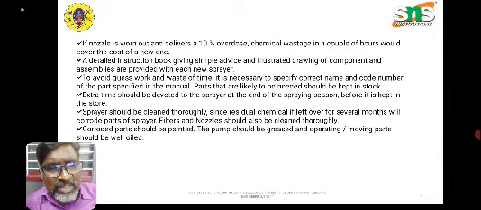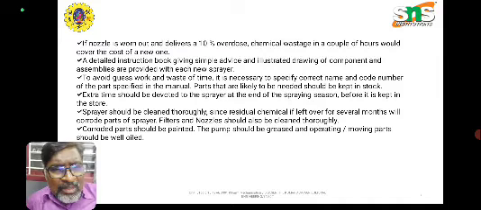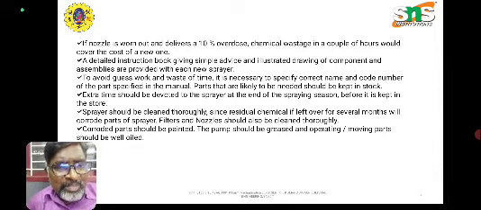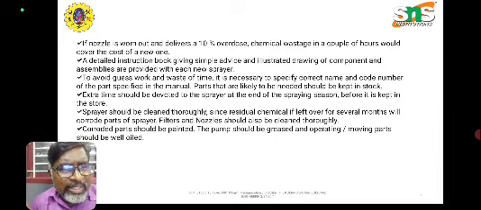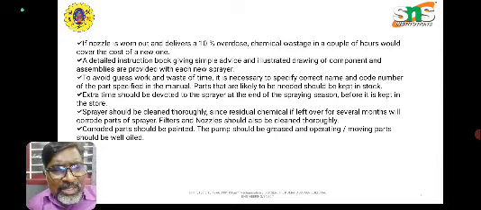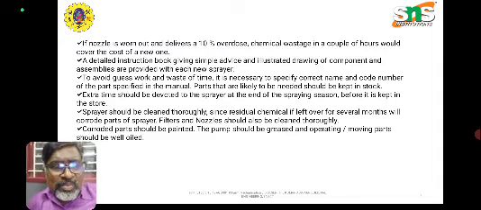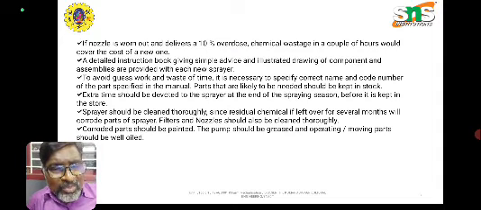So the corroded parts should be painted. We know in general that when parts are painted, the chances of corrosion are very low. The pump should be greased, and moving parts should be well oiled. So properly it should be lubricated. That is what is given in this point. So it should be properly lubricated when it is not in use.